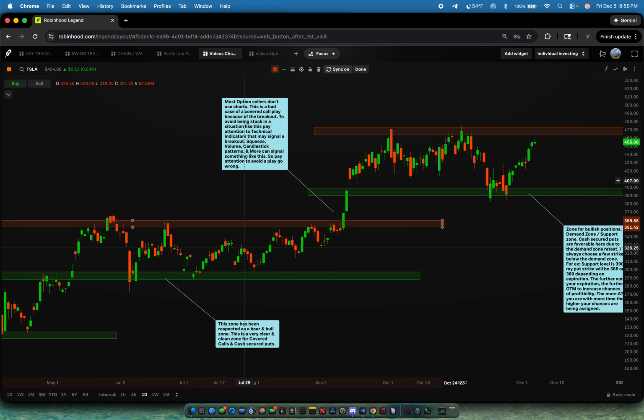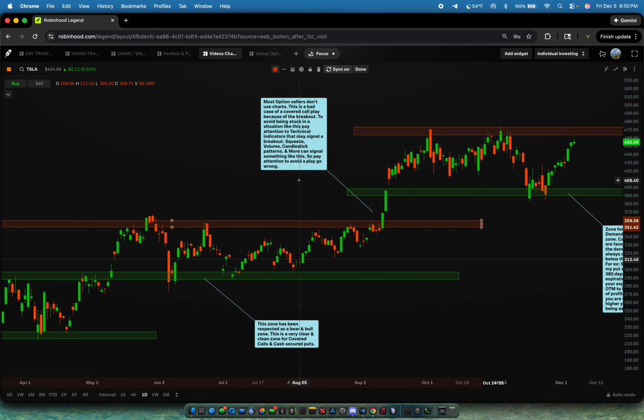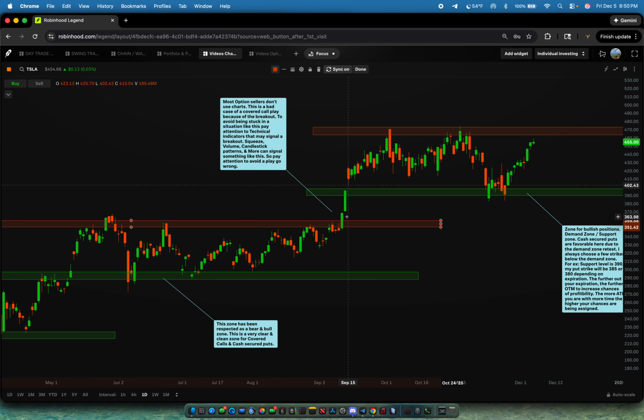Now, this is the same thing as earlier when Tesla started breaking out. To avoid something like this happening and screwing yourself over and leaving a lot of money on the table, you can go ahead and try a few different technical indicators that can help you identify an incoming breakout. The squeeze indicator, the volume, candlestick patterns, and more can help signal something like this. So pay attention to avoid a play going wrong. We're back up.